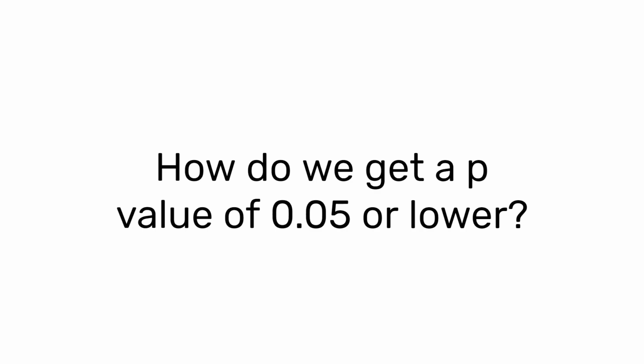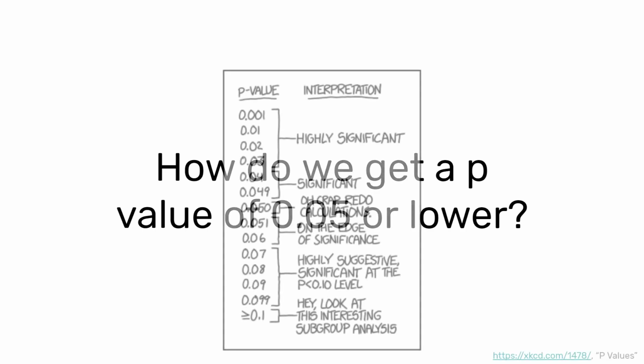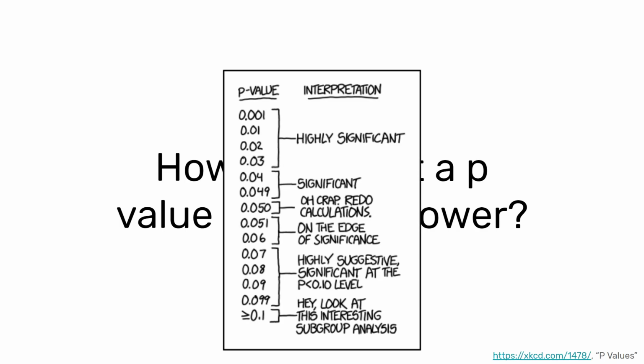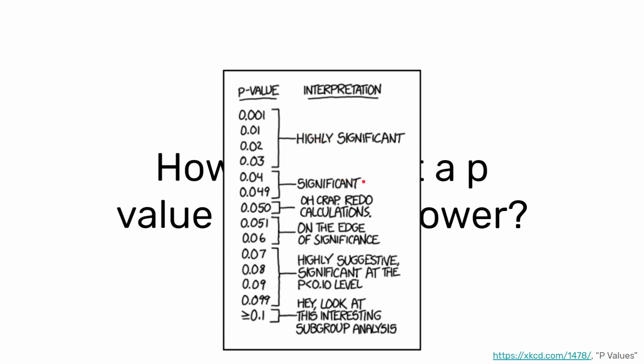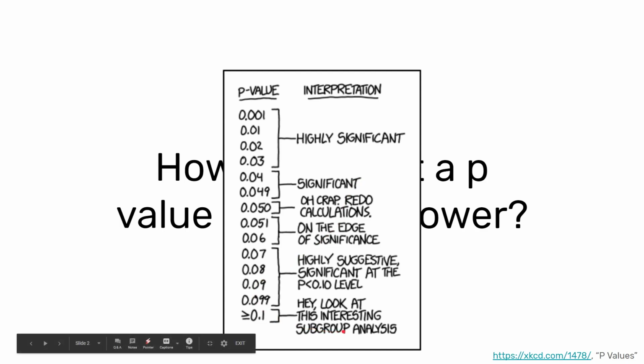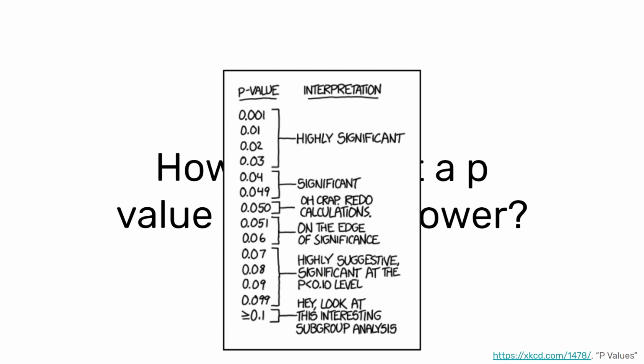In fact, there have been numerous publications and discussions about p-values and significance, and one notable publication is this XKCD post that showed up on the internet a while ago. It includes different ways to treat p-values, where a result can be highly significant or significant. My favorite one is "highly suggestive, significant at the p lower than 0.1 level." I mentioned that this is a publication of sorts, and I'll explain why in a sec.